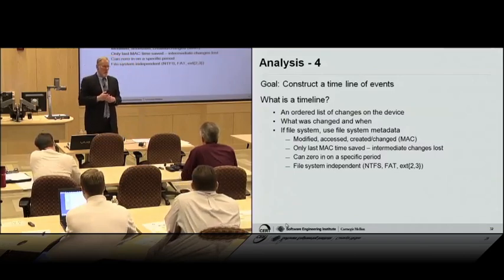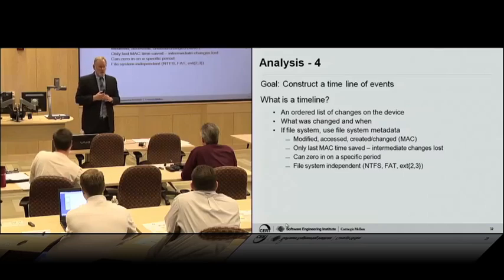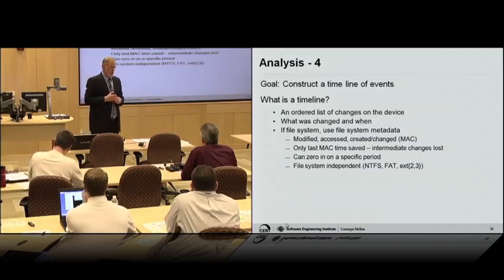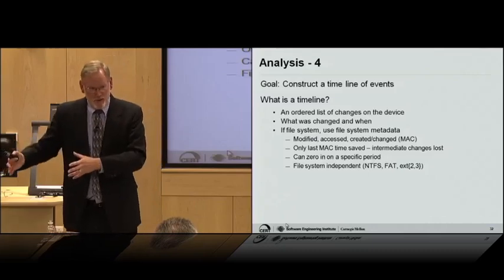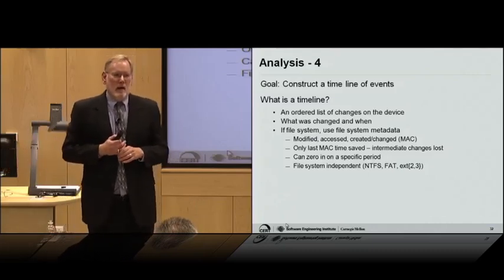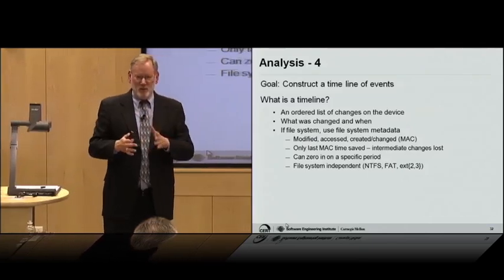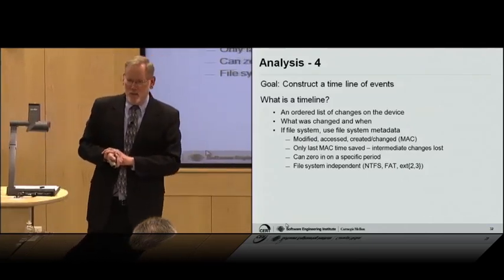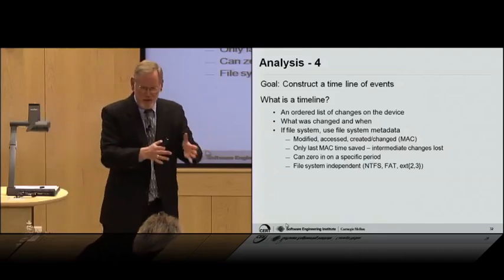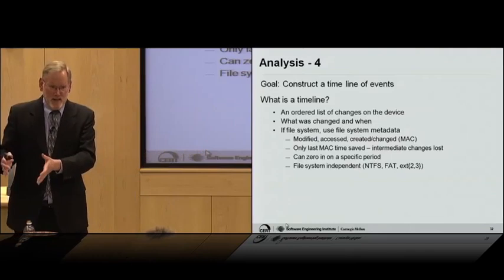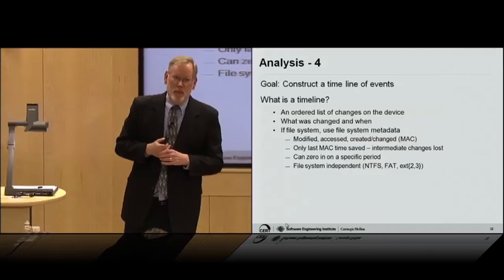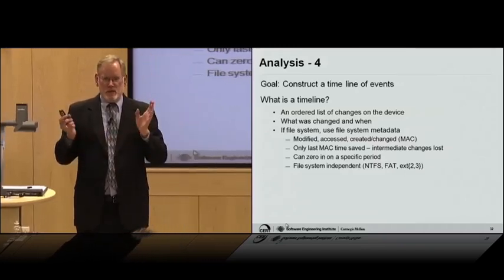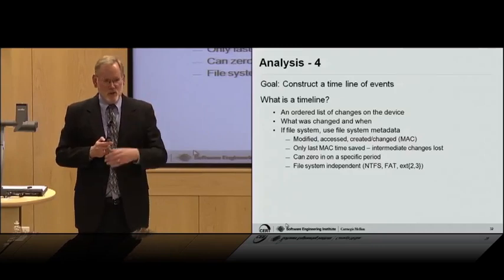An ordered list of changes: what changed and when it was changed. One of the issues of what is called modified, accessed, and created or changed times, or MAC, not to be confused with the MAC address of a network card, this is MAC used a different way, is that only the last change is what's actually recorded in the information associated with the file. A file may have changed 1,000 times, but it's only the last time that's actually recorded in the file system. It's important to know that. And all of these, the file was used, it's got the metadata, you can find all this information in that to construct your timeline.